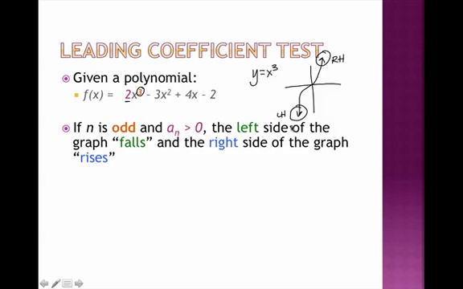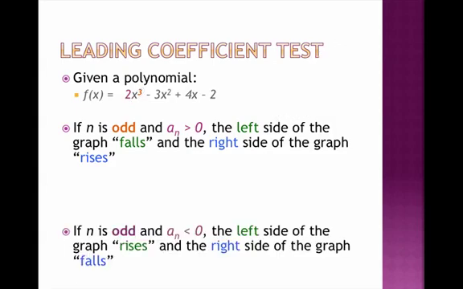So if it's odd, they're going to be doing two different things. Think of it as being odd, being different. They are doing different things. The left-hand side is not doing the same thing as the right-hand side. And this function is going to start off where the left-hand side falls down and the right-hand side goes up. So what do you think is going to happen now if we have a negative leading coefficient?